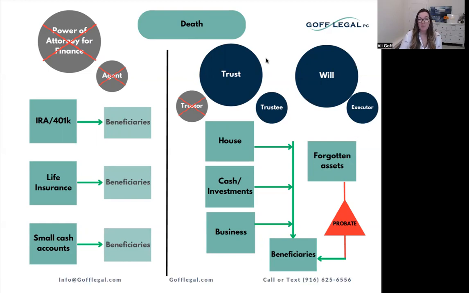You'll see, ideally with a trust-based plan, only forgotten assets are going through probate. That's why this is red. We want to avoid this. We really want to make sure things are titled in the name of the trust or they have beneficiaries. The good news is it's going to go through probate into the trust, into the beneficiaries, but you get the point. It has to go through a probate process before it makes it to the beneficiaries.